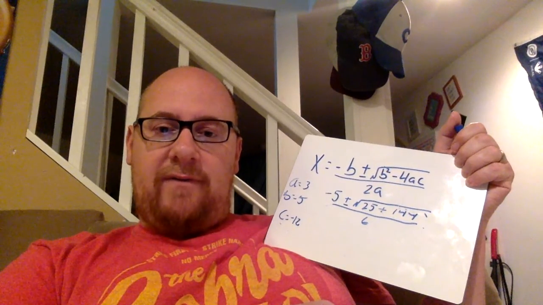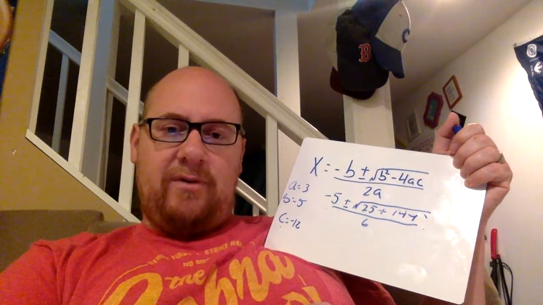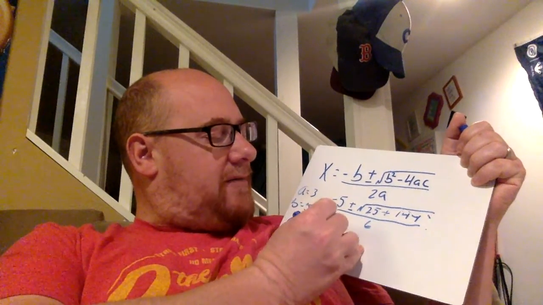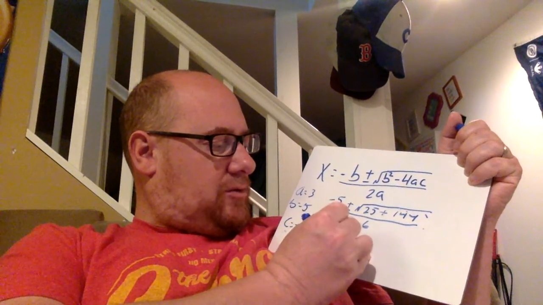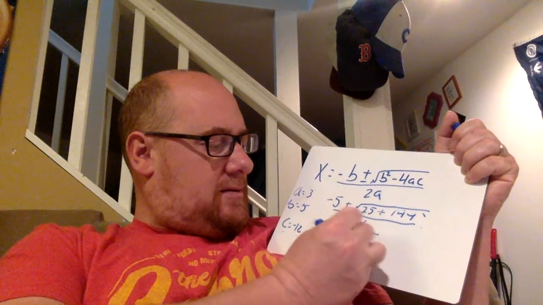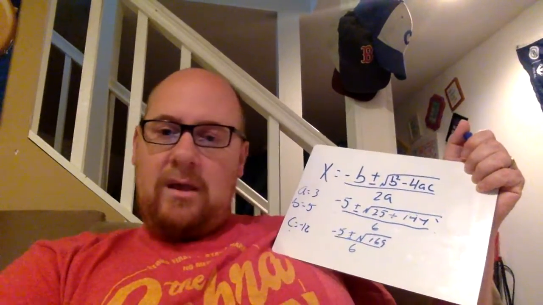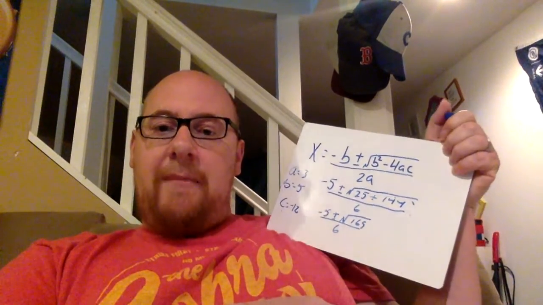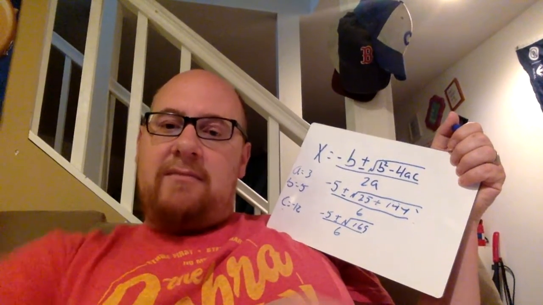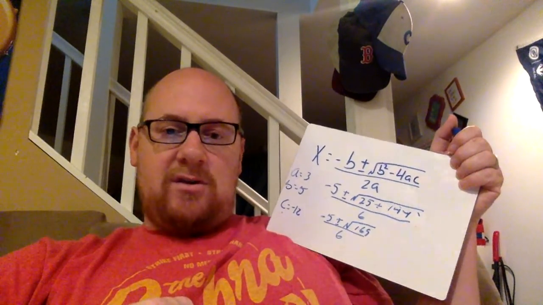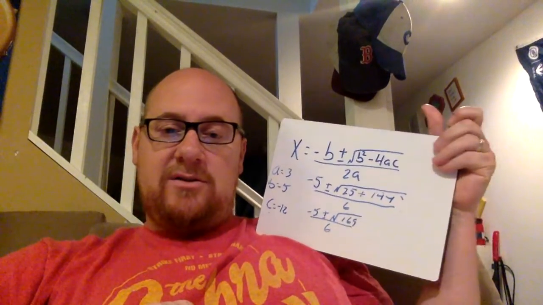Now always do what's inside your square root bar first. 25 plus 144 is 169. So I have negative 5 plus or minus the square root of 169, divided by 6. That plus and minus is important because we're going to split them up into two separate equations here in a minute and solve and get hopefully two different answers.